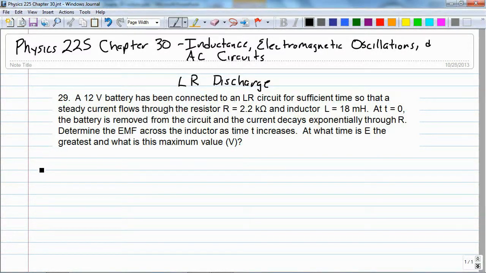So here we are given information. Our V battery is equal to 12 volts. The resistor is equal to 2.2 kiloohms, and that's just 2200 ohms. And the inductor is equal to 18 millihenries.